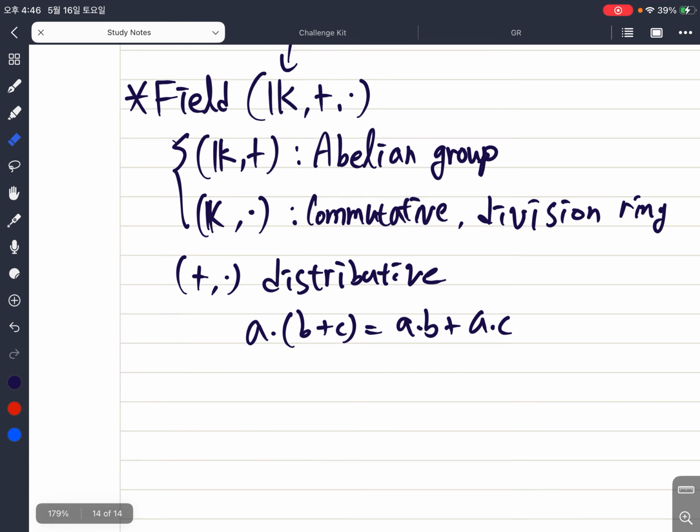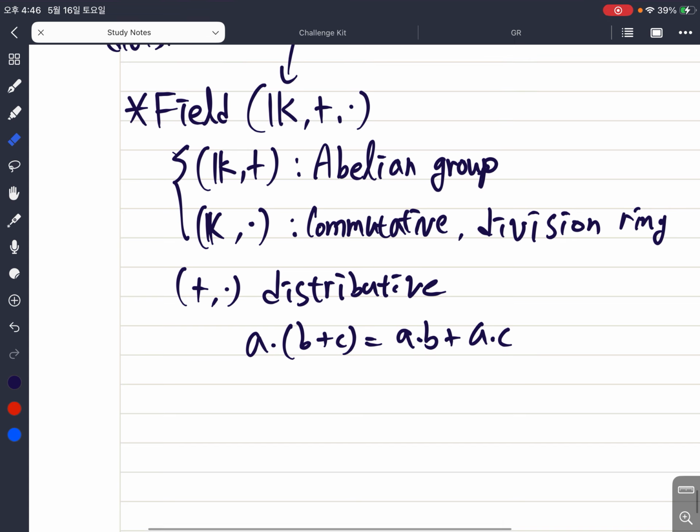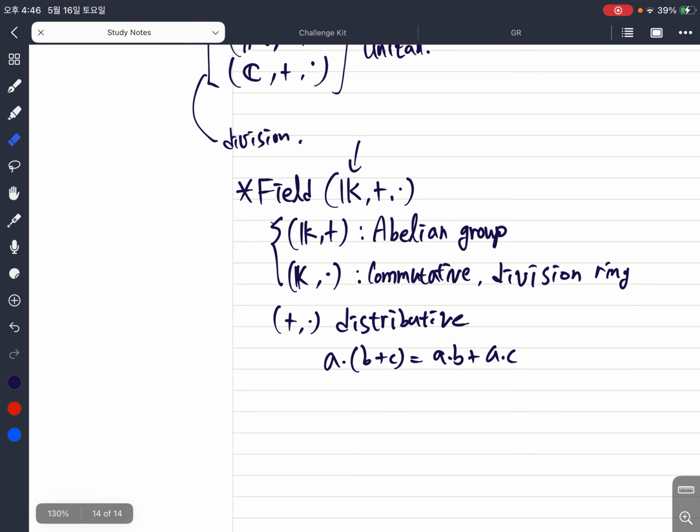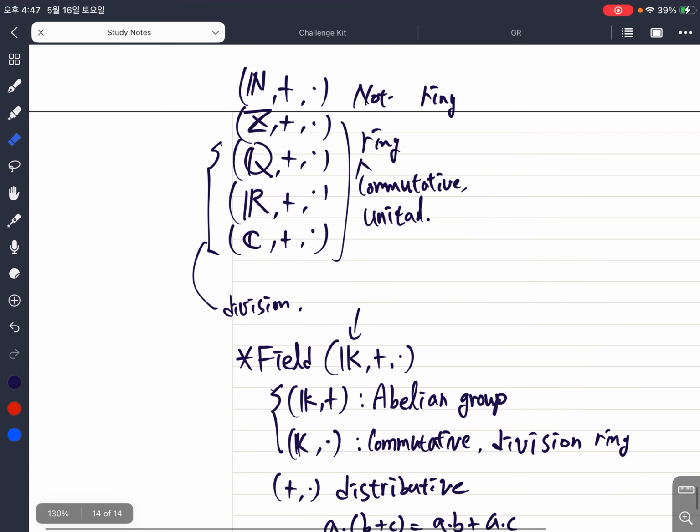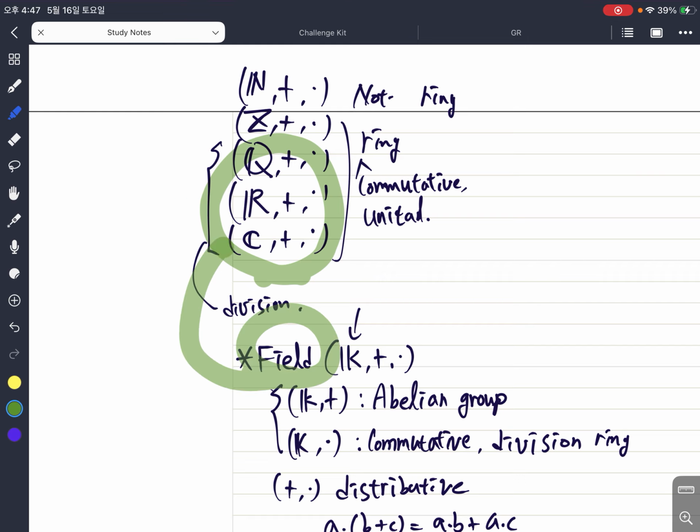And this is very important. Maybe not important, but if you know this, your life is much better, richer, I'd say. So now you can distinguish a field. In fact, these 3, rational numbers, real numbers, and complex numbers, are not just rings, they are in fact fields.